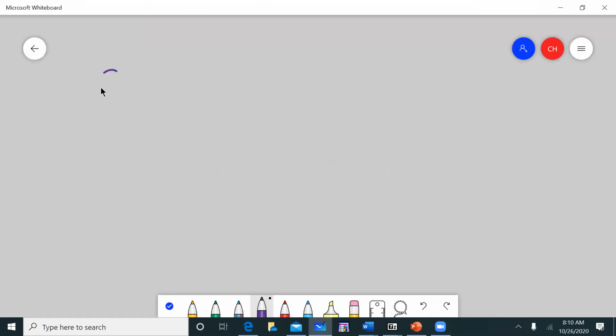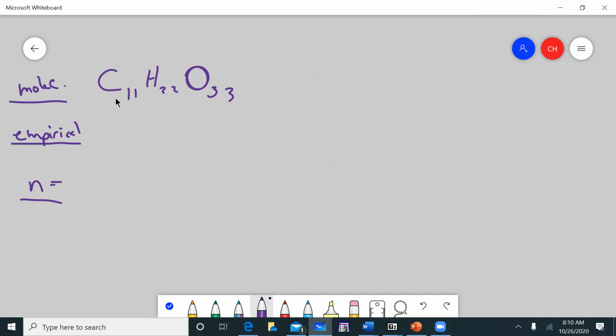So if I have C11H22O33, this is the molecular formula. I want you to write an empirical formula for this. And I want you to tell me what the n value is. So remember, the empirical is just the lowest ratio of whatever your molecular is. And then the n value is how you would get from one to the other. So what I'd have to multiply my empirical by.